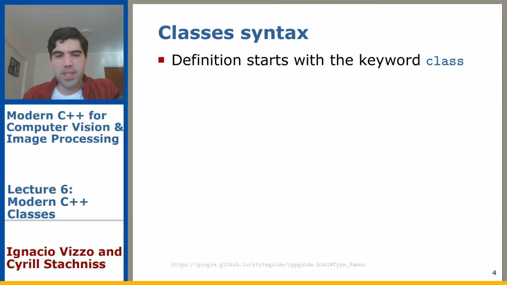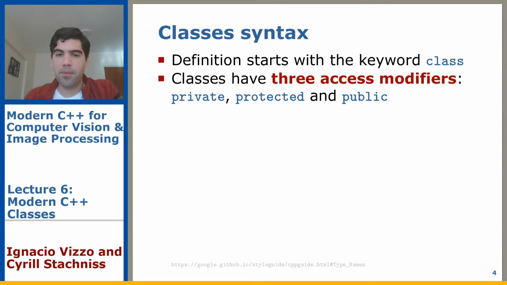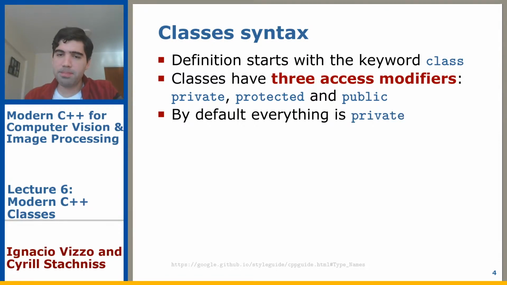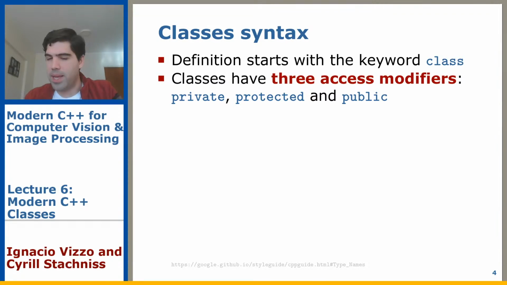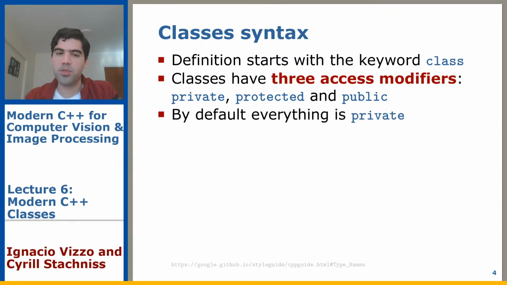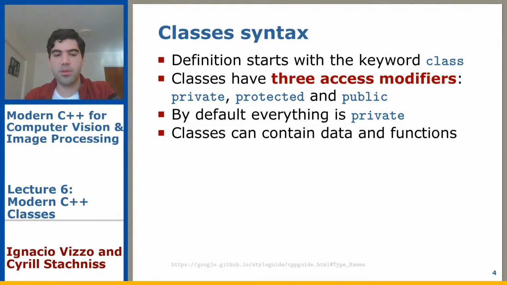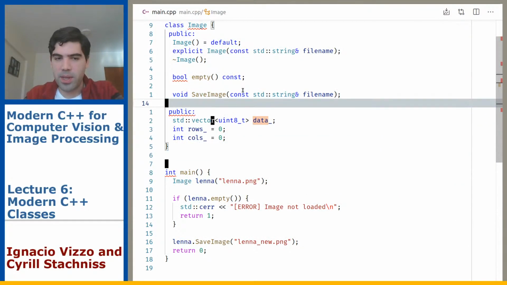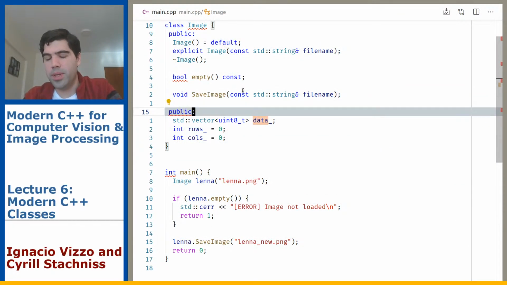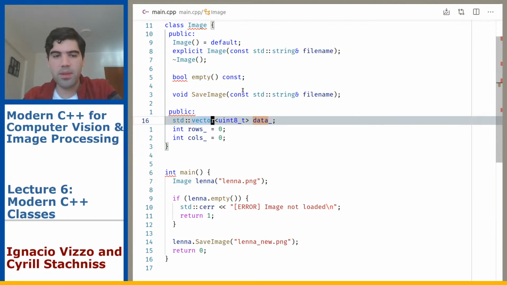The syntax is actually quite easy. The definition starts with the keyword class, and classes have three access modifiers: private, protected, and public. Whatever is public can be accessed by any other part of the program. Whatever is private cannot be accessed outside the class. We will probably see some examples in the homework. By default, everything is private unless you specify otherwise. So in this example, here we say public, otherwise this would be private.